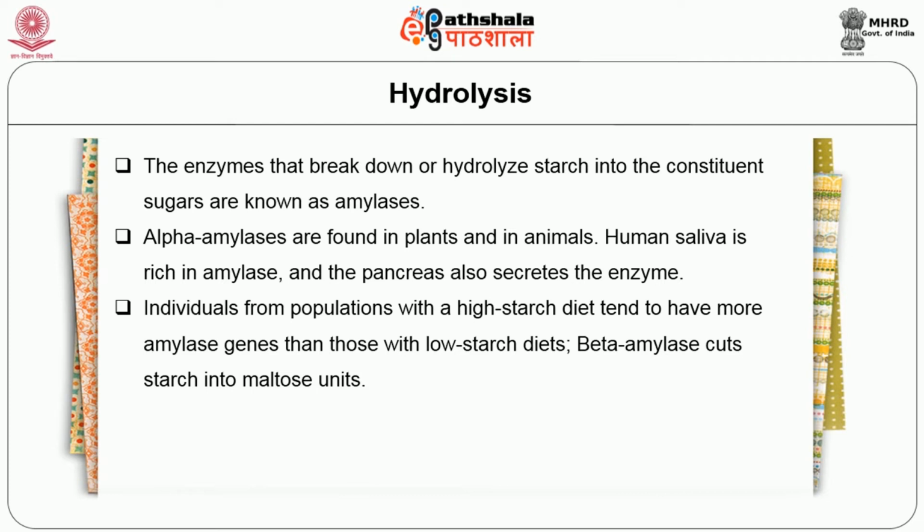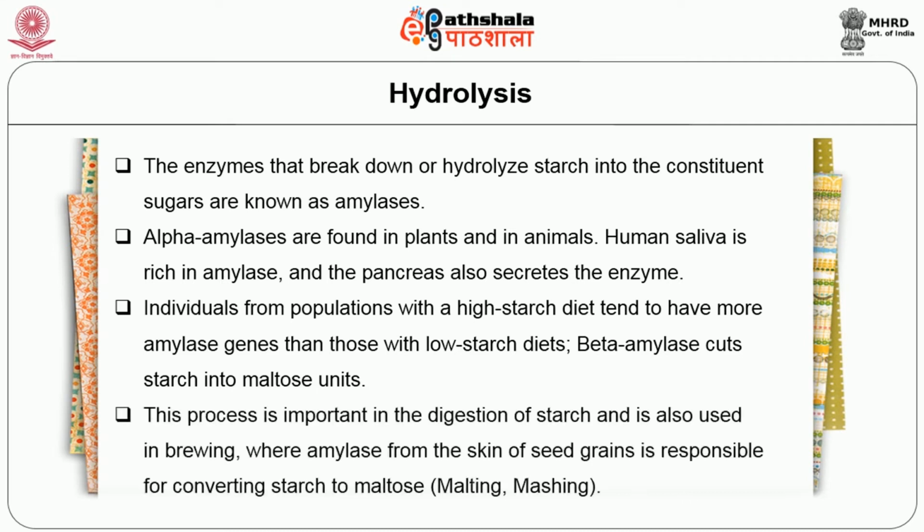Beta amylase cuts starches into maltose units. This process is important in the digestion of starch and is also used in brewing, where amylase from the skin of seed grains is responsible for converting starch to maltose.